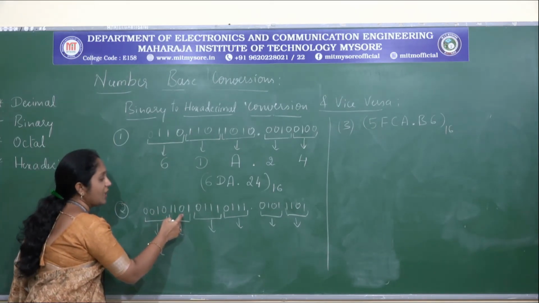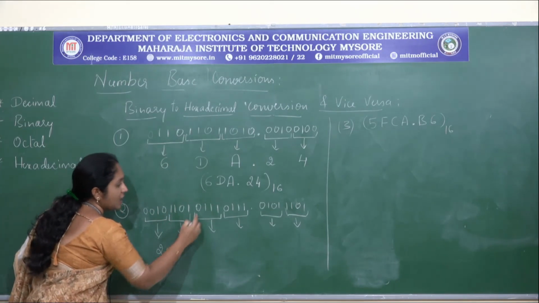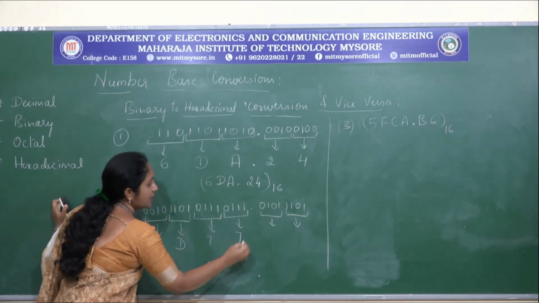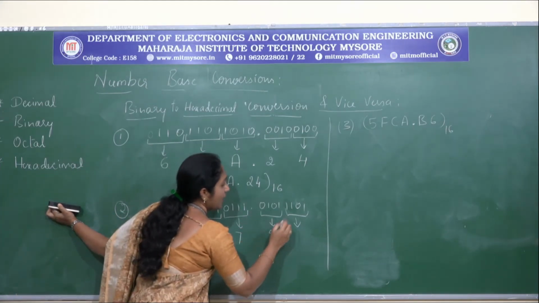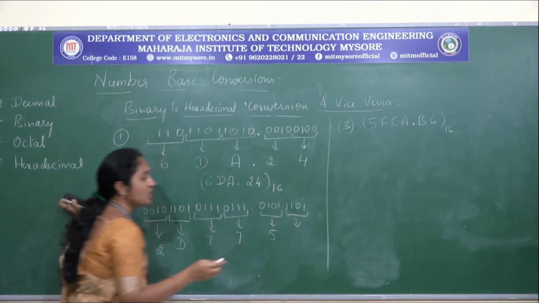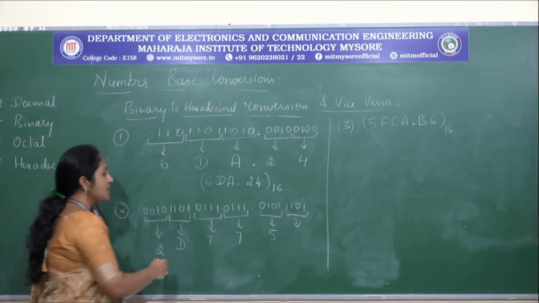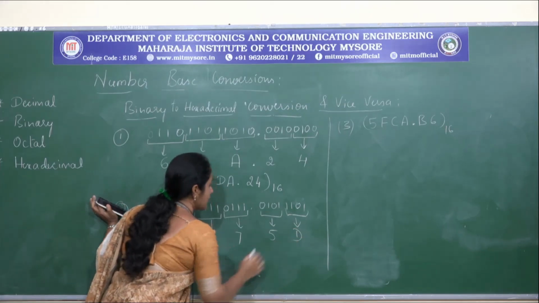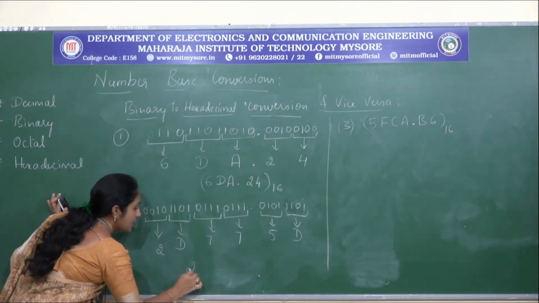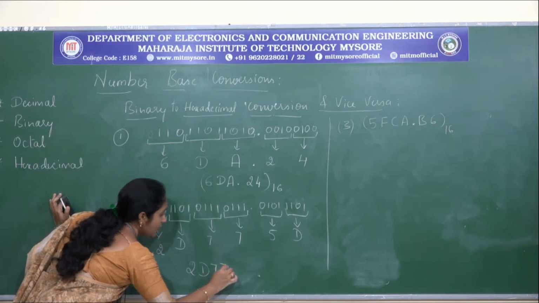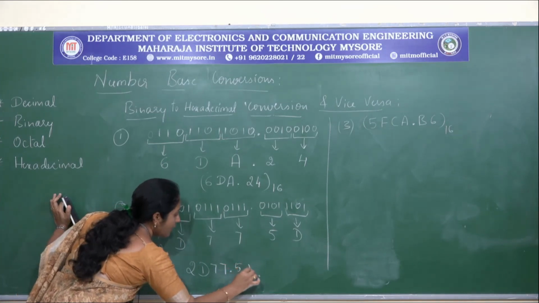1101, again I have 13, D. 0111 is 7, 7. Here I have 5. Again I have taken 1101, so simply I have randomly taken, so I have obtained 2 times D in this. So this is D, therefore the equivalent is 2D77.5D.